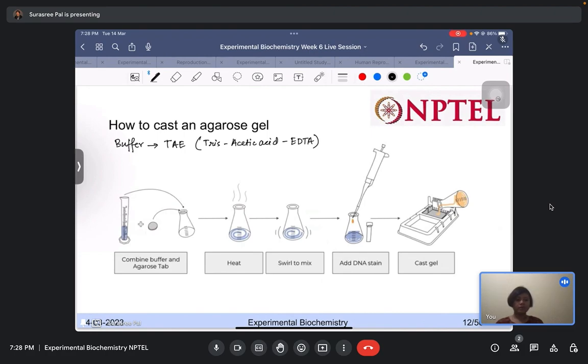Now what we do is we measure a particular volume of this TAE buffer, and we add powdered agarose to it.